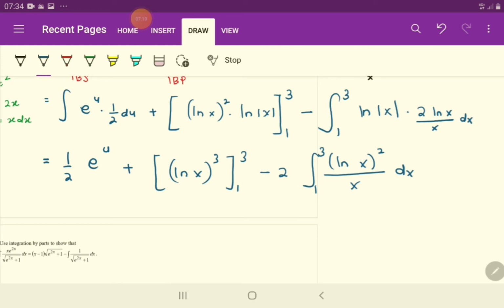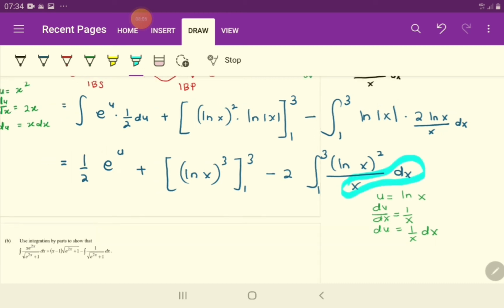Now we have a problem here, because this one cannot be integrated directly. So we need to use an integration technique. If I try using substitution, say u equals ln x, then du/dx is equal to 1 over x, so du is equal to 1 over x dx. So it is possible for me to use integration by substitution because here we have 1 over x dx. So I will use substitution to solve this.